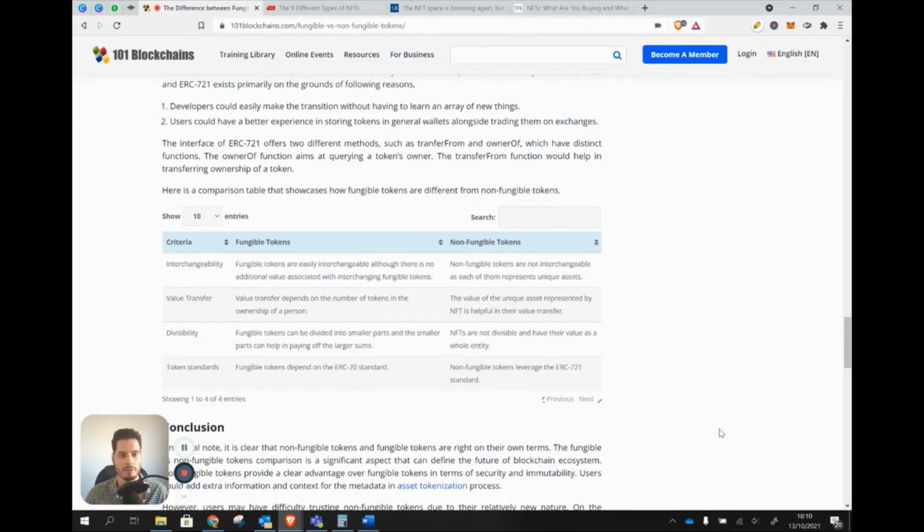So I will start off by explaining what an NFT is. An NFT is a non-fungible token. So there are fungible tokens and there are non-fungible tokens. I will explain it based on these four criteria.